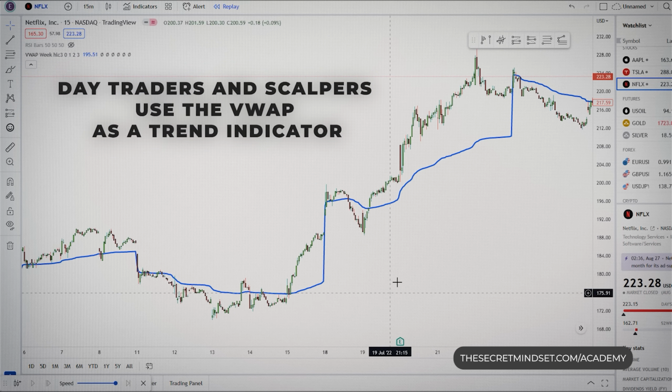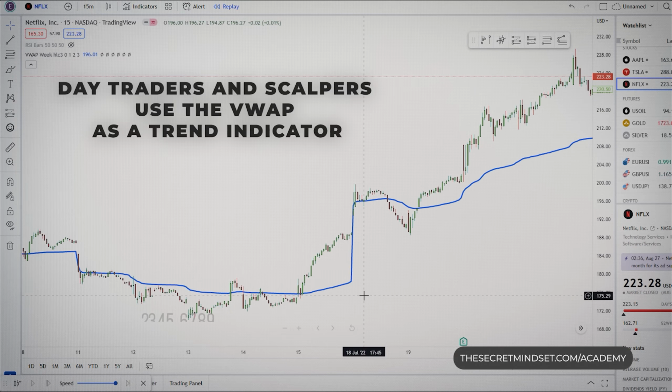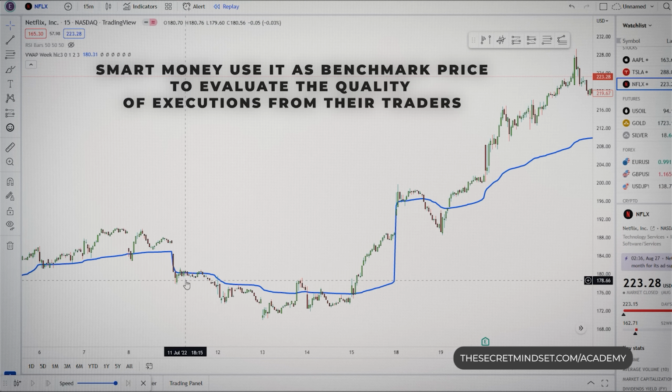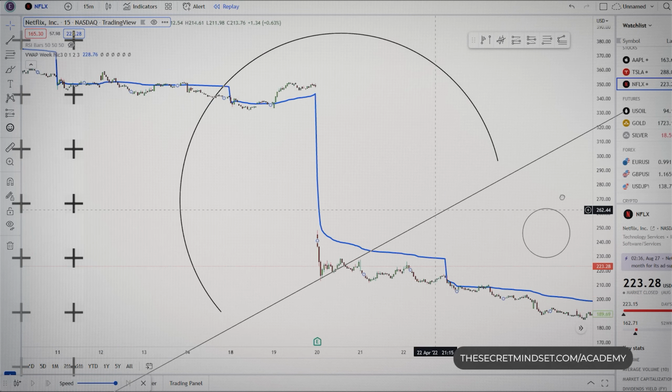For day traders and scalpers, the VWAP is often used as a trend indicator. For big players and institutions, it's used as a benchmark price to evaluate the quality of executions from their trades.